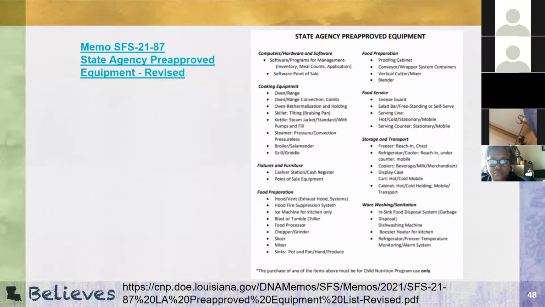USDA allowed certain types of additional equipment to be added to the list, but not all of what was requested by the state agency was approved. Please review the list for several added items that are now pre-approved for purchase with nonprofit federal program funds. A link to the revised list is also included.